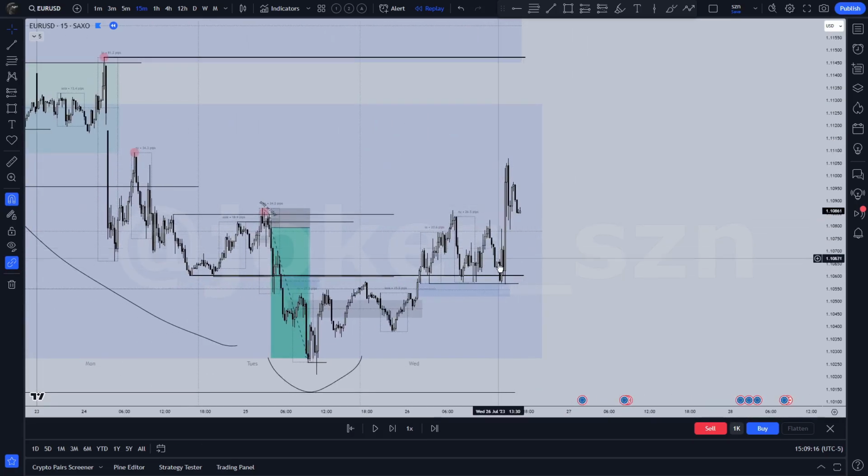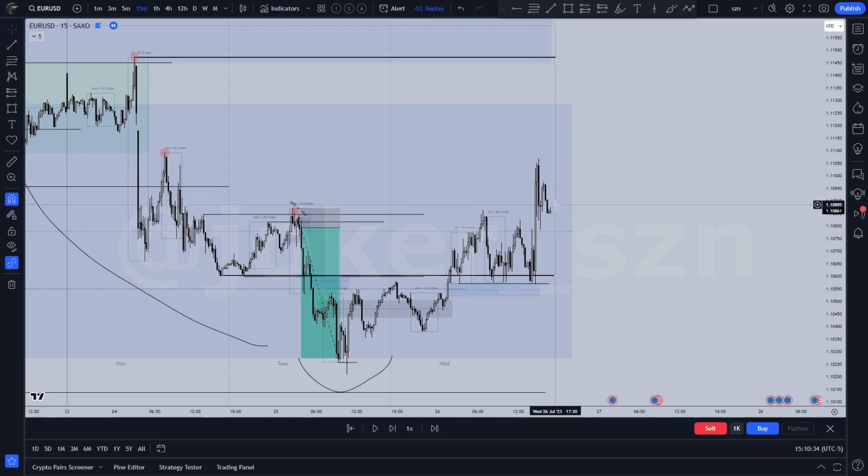We should not retrace all the way back into the range here, because then we probably would see an AMD, right? We have a range, we have a manipulation, and then distribution. So if we are not in an AMD here, we should then see expansion here and not a retracement back here. Because if we retrace back here, then the chances for an AMD are most likely.